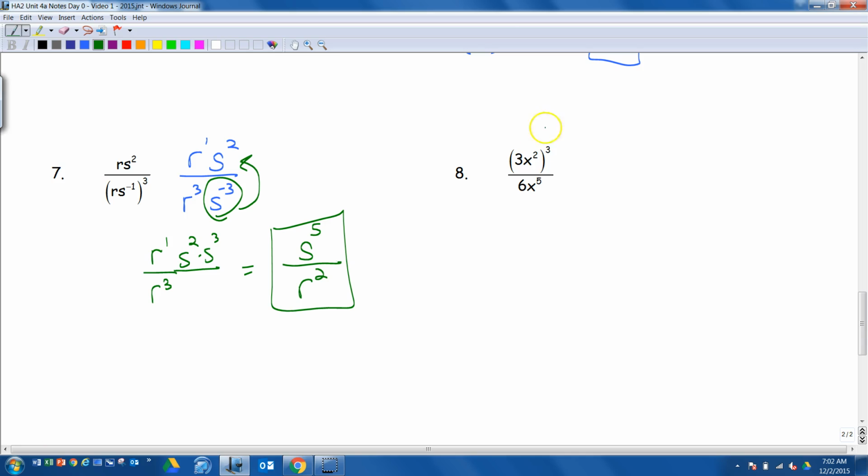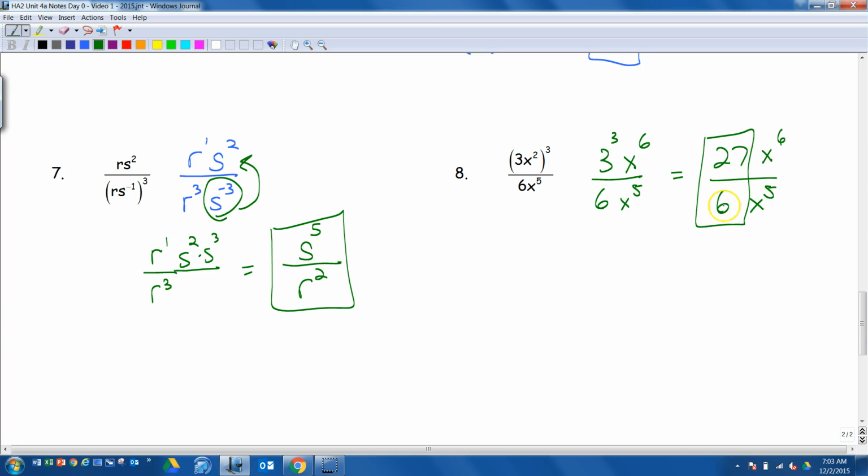Okay, so be careful with these. Some people just think that they have to raise the x to the 3rd power, the x squared. You have to raise the 3 to the 3rd as well. 3 is a different thing than the x squared. And that's x to the 6th over 6x to the 5th. So we get a 27x to the 6th over 6x to the 5th.